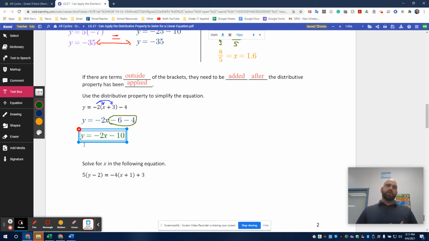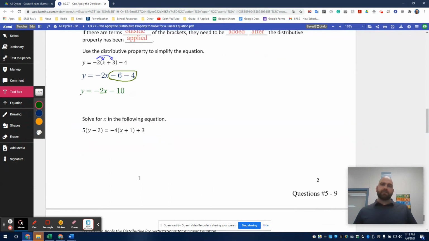So our actual equation is y is equal to negative 2x minus 10, and that is our simplified form. Again, this is isolating y. If we need to isolate x, that's a little bit trickier. It's a little easier if we have y in there, but we're going to do one of those in this case. We're going to isolate for x.